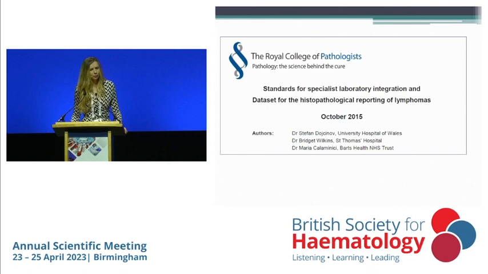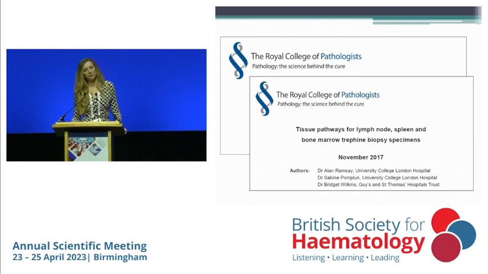So for hematology, this has been in the past mainly in lymphoma, and solely in lymphoma, actually. So we already have a data set which was last published in 2015 for lymphomas, and this was for integration and reporting. And then there's also a pathway for how to manage tissue specimens, but this was lymph node, spleen, and bone marrow trephines. The plan would be to update the data sets, but to include both lymphoid and myeloid malignancies. And there is a data set writing group which has been formed.